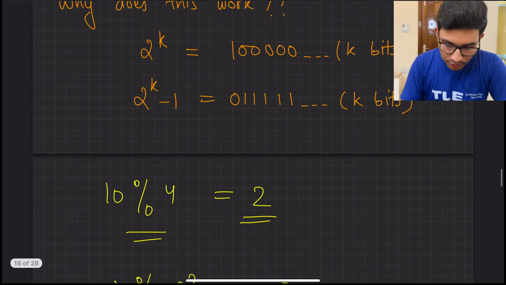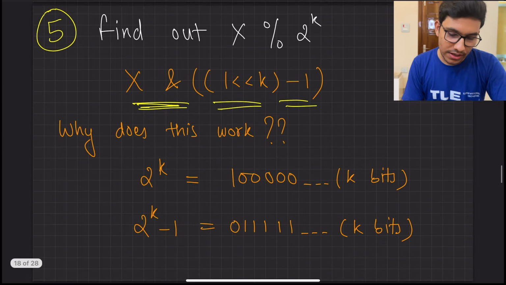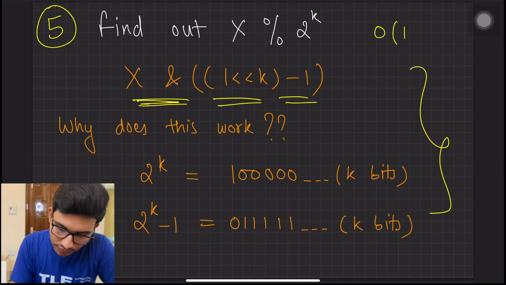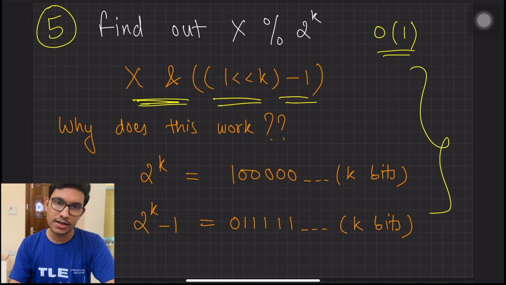Okay, so this is what you can do if you want to find out the remainder of x and 2 to the power k. And this again works in just order of 1. This is much faster than the modulo operator.